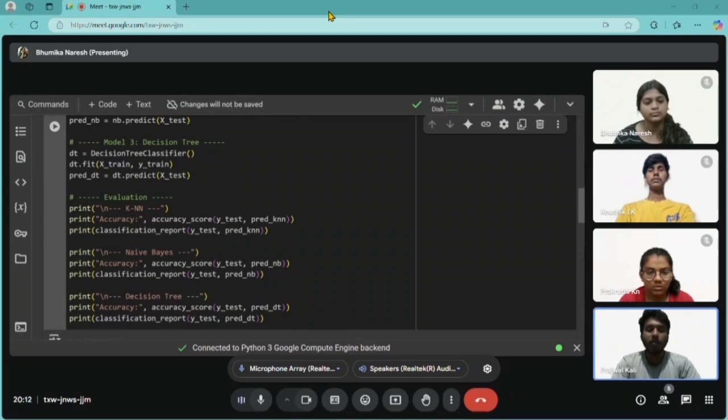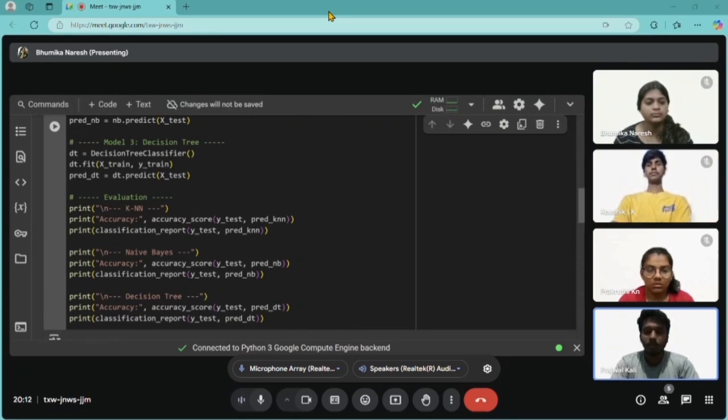Next, we evaluate each model. Here the code is print(accuracy_score(y_test, pred_knn)), print(classification_report(y_test, pred_knn)). For each model we print accuracy, how often it was correct, and precision, recall, and F1 score, which are more detailed performance stats.